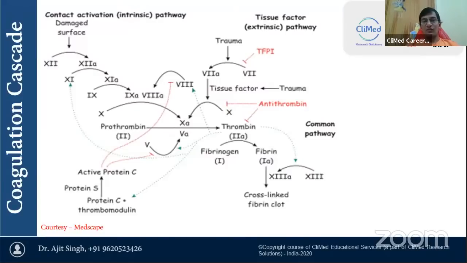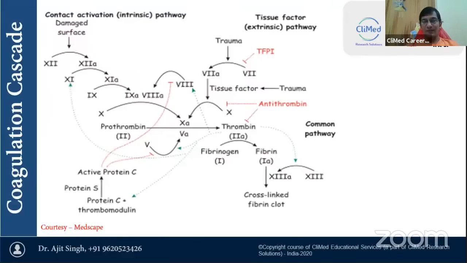There are two pathways: the extrinsic pathway and the intrinsic pathway. The intrinsic pathway starts with the collagen, which comes out at the damaged surface. Damaged surface means the injured wall, or the injury site. The collagen comes out, and this collagen will activate the inactivated or dormant coagulation factor. The coagulation factor is XII, meaning factor 12.